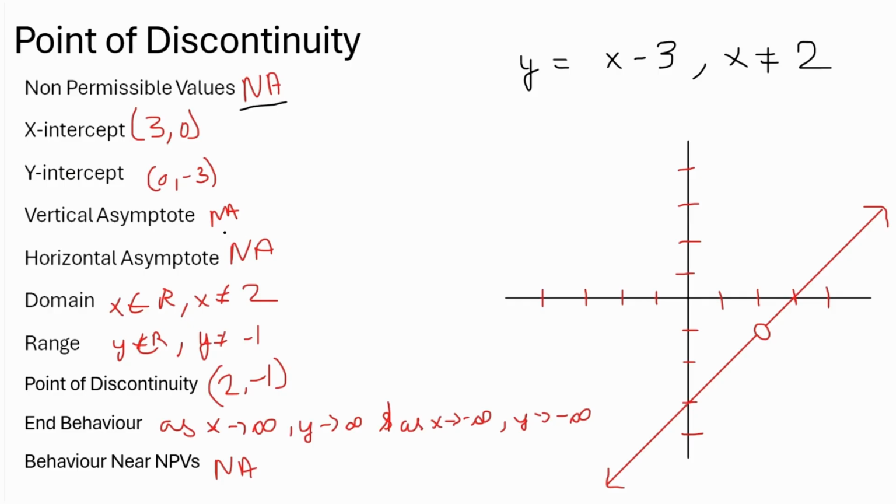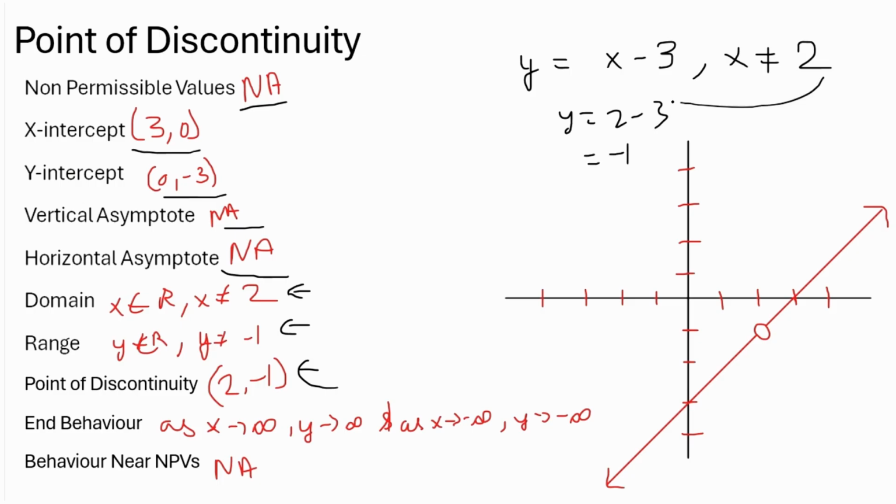There's no asymptotes, x-intercept, y-intercept, domain, range. The only thing that it can't be is their hole, which is at 2 and negative 1. You can find the y value by just plugging it in. Okay, and end behavior is just infinity, infinity, negative infinity, negative infinity. Okay, because it's linear.